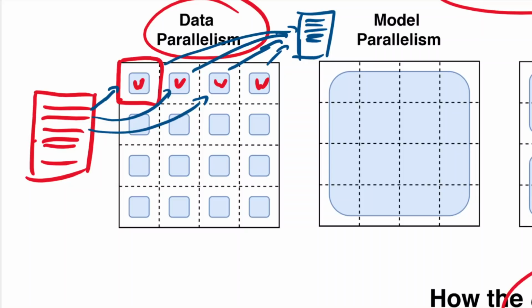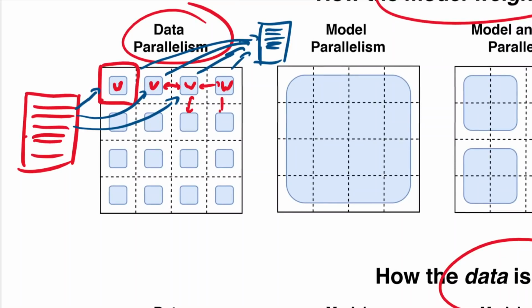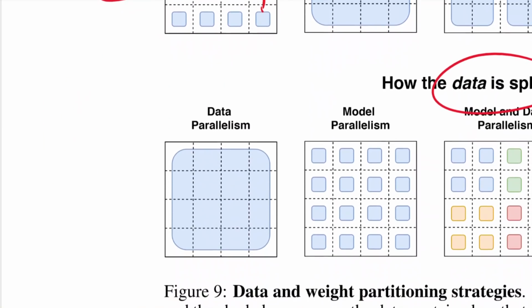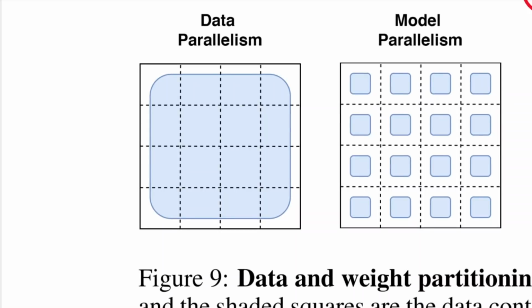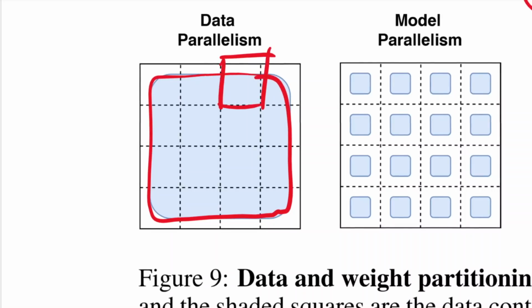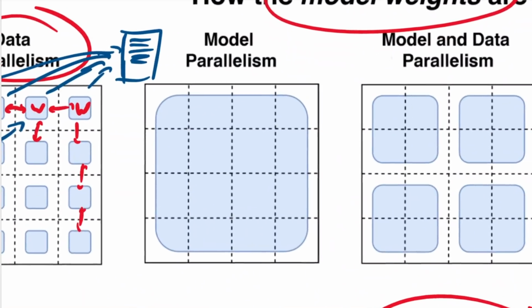The model is spread out, and if you want to do an update to the model, then you need to communicate around these weights. Okay? So all these different pieces have to then communicate with each other when there's a weight update. If you do data parallelism, here is how the data is split. We've already seen this. So this piece of data is split over 16 cores. So you can see like this core right here only has this little piece of the data and not all of the data.